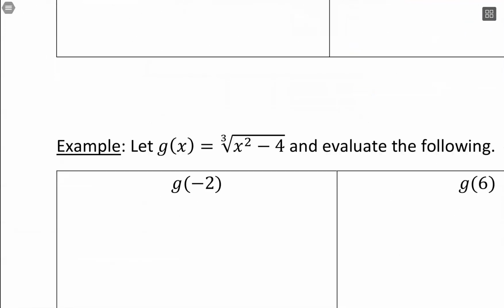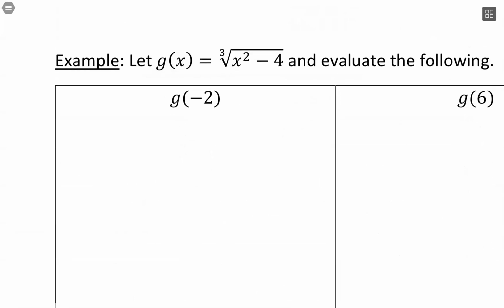Let's go through one more example here, but with the cube root. Now with the cube root, we shouldn't run into issues with solutions that do not exist, because our domain is going to be all real numbers here. We can plug in anything to a cube root. It's just even roots that we need to be careful of.